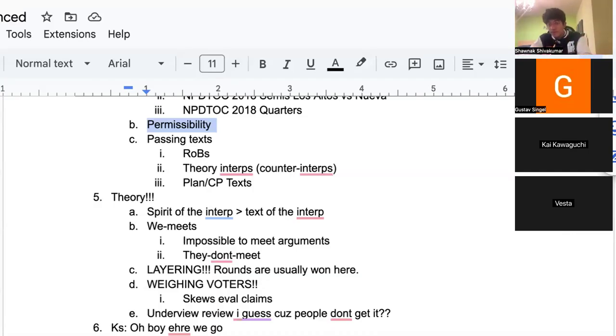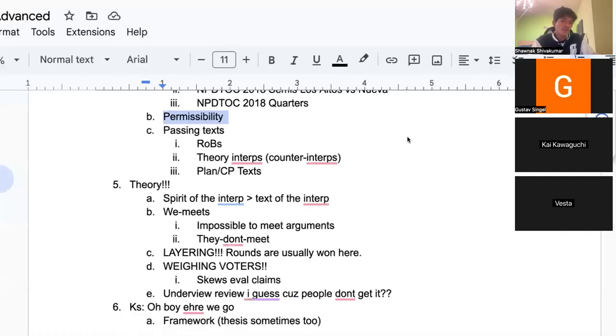Thus, if we prove it's impossible, you can't ever weigh the affirmative, and thus the affirmative hasn't met the burden of proving an obligation to the plan. Thus, you vote negative. Yeah, those are some tricks.